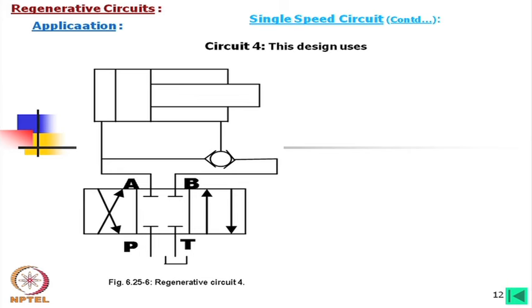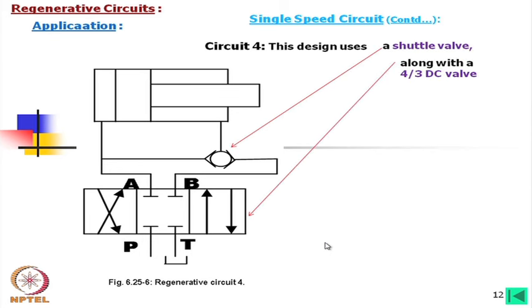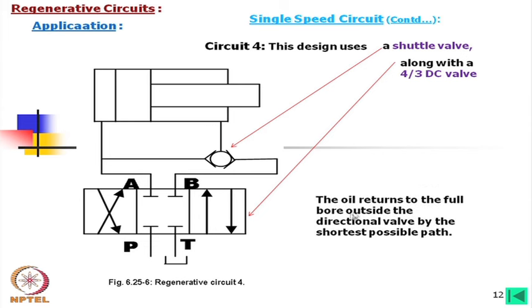in that case again, this is a normal 4 by 3 DC valve, a closed center valve. Along with that, we have added something to make it a regenerative circuit. What we have added? A shuttle valve, and along with this 4 by 3 DC valve, the oil returns to the full bore outside the directional valve by the shortest possible path.